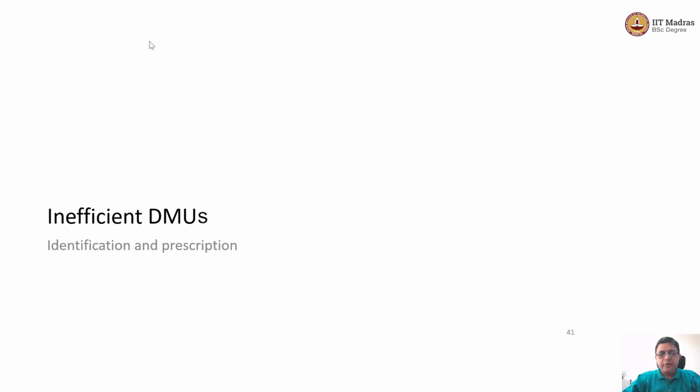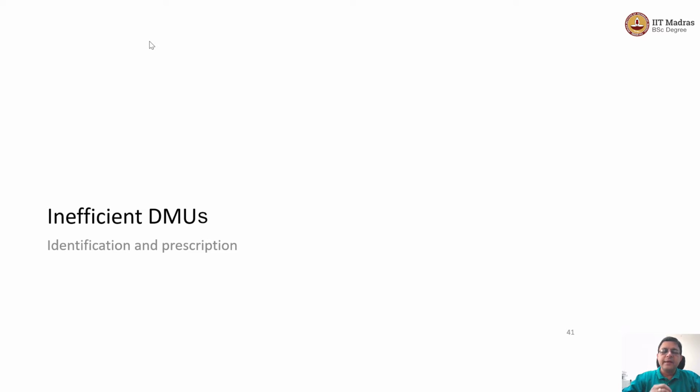Now this session we are going to focus on inefficient DMUs, the DMUs that somehow did not find themselves on the efficiency frontier. Can we do something for them? Can we tell them what to do? So first of all, we will look at the identification of these inefficient DMUs. We partially did that in the previous session. Very simple, the inefficient DMUs are the DMUs which are going to report an objective function value of less than 1 when you solve the linear programming problem for them.